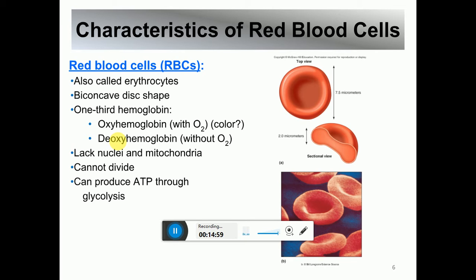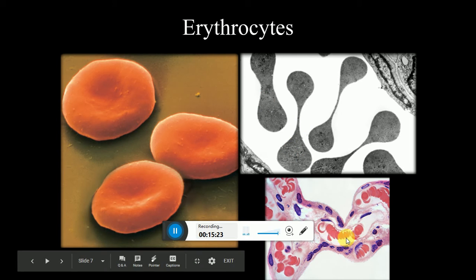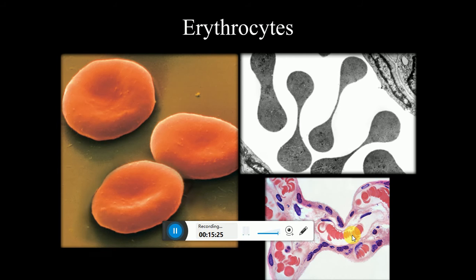And that's why arteries and veins, you'll always find them color-coded, where the arteries are red because they have oxyhemoglobin, and the veins that usually carry deoxygenated blood are color-coded more bluish in color. Here you can see an electron microscopic picture of erythrocytes, and you can see them being squeezed through the different capillaries.